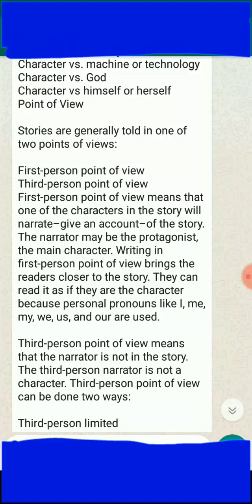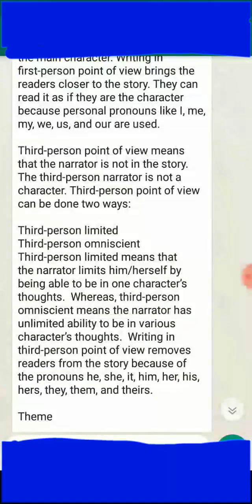Third person point of view means that the narrator is not in the story. The third person narrator is not a character. Third person point of view can be done two ways: third person limited, third person omniscient. Third person limited means that the narrator limits himself or herself to being in one character's thoughts, whereas third person omniscient means the narrator has the ultimate ability to be in various characters' thoughts.